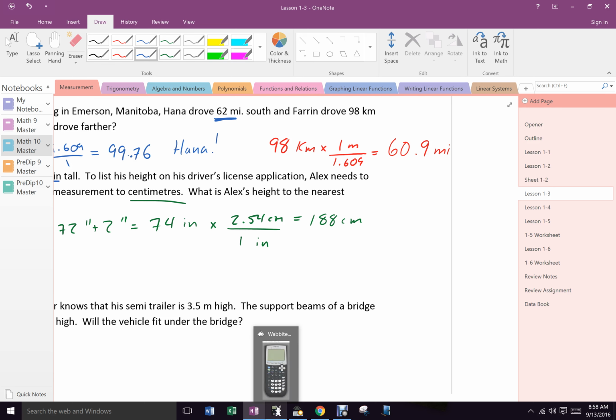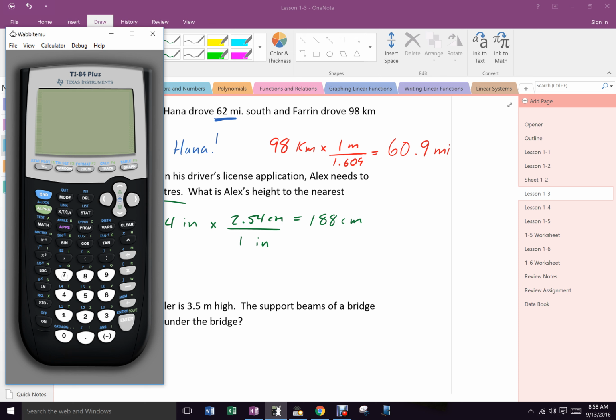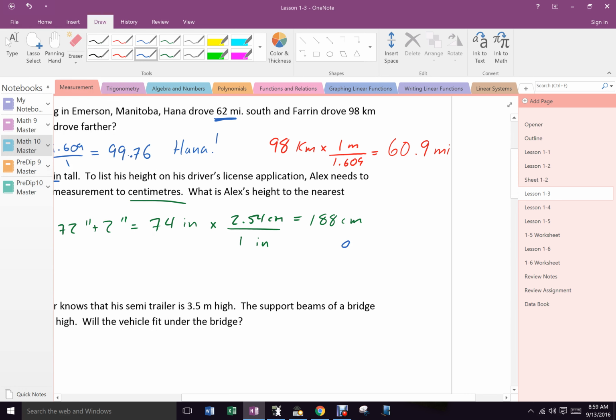When you punch this into your calculator, what do you get? 74. Maybe if you turned your calculator on, you would find out. I'm not talking to you guys, I'm talking to me. On. 74 times 2.54. 187.96. Cool? Guess what choice A on the test is going to be? 187.96. Guess what choice D is going to be? 188.